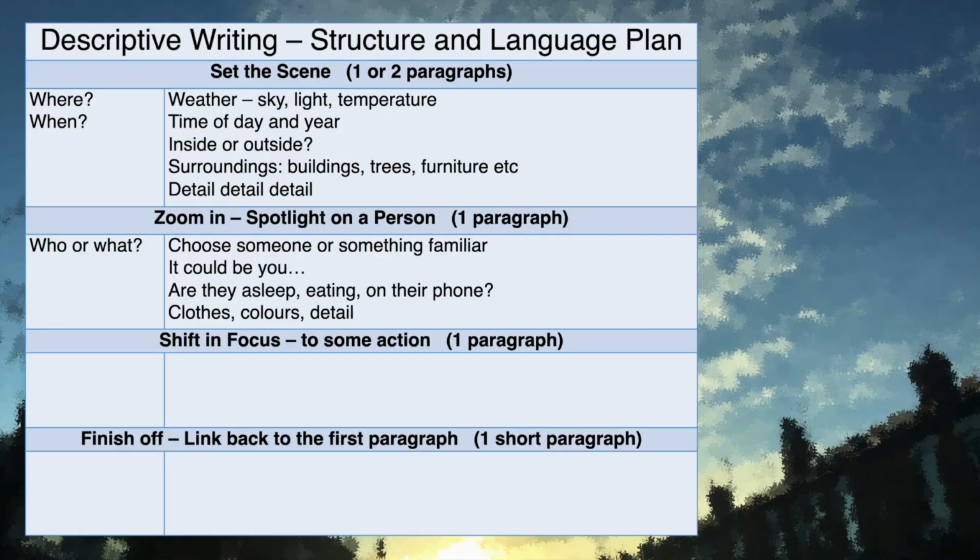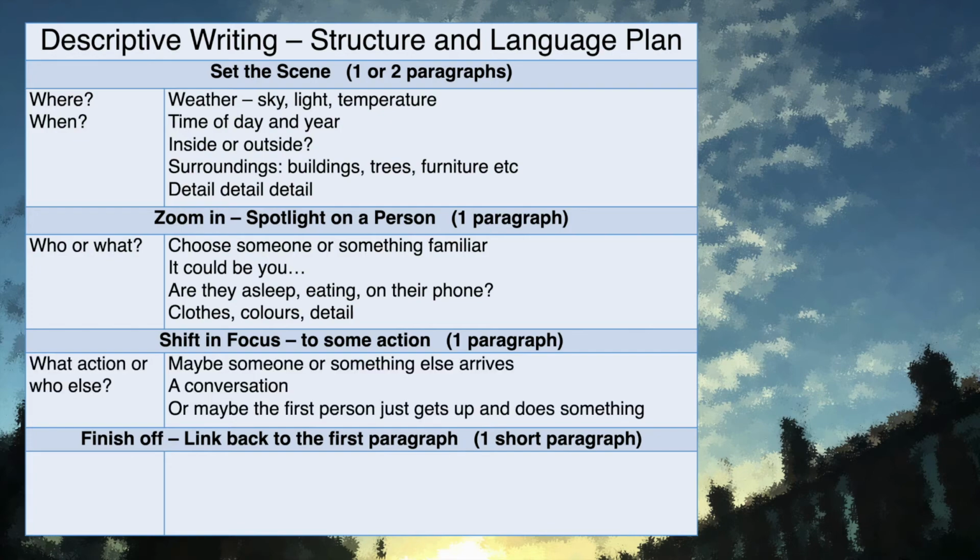And then we want something to happen, and I don't mean something dramatic like an earthquake. I just mean a little bit of action. Maybe somebody walks into the space, maybe someone walks in the room, maybe we go to the other side of a park and something's happening. So shifting focus. What else is going on? You could put a conversation in here if you're confident using speech marks, or maybe the person that was there just gets up and does something. So have a think about that, how you can grow that scene and develop it.